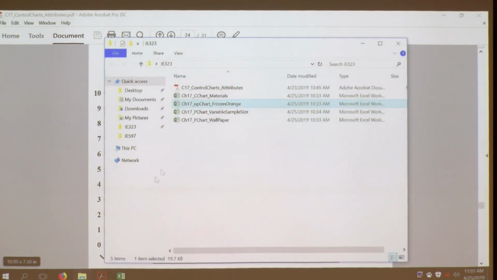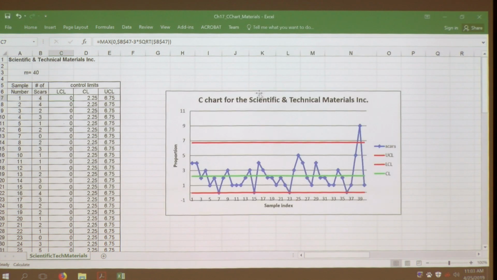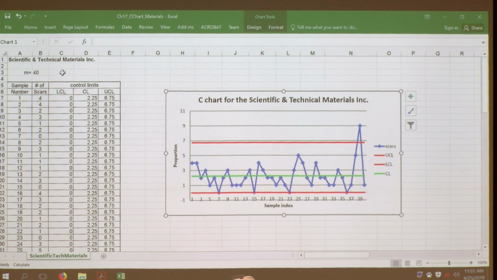Now let's have a look at how to produce this control chart. This is a C chart. I have already constructed this C chart. What we need to do is, you see here, this is the data we have. In this data, what is the first column? The pieces, right? You get one piece and you measure how many scars you have. This is sample 1, sample 2, sample 3. And in total, how many pieces do we have? 40, yeah, we have 40 pieces. Now these are the number of scars.